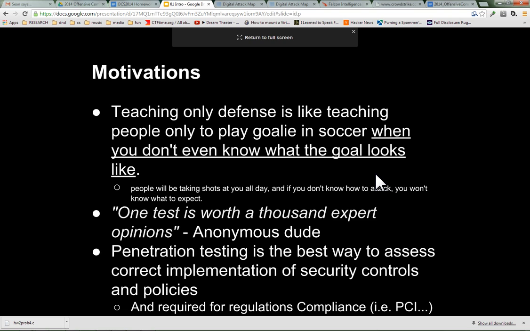And penetration testing is really the field. It's a well-established field. I think there's hundreds of millions of dollars in it right now. And it is the field of assessing the correct implementation of security controls and policies, and is often legally required for compliance with regulations.